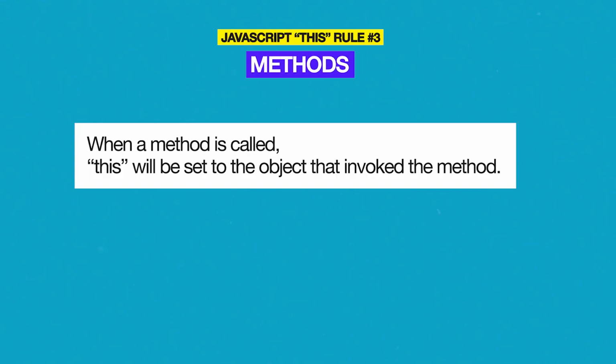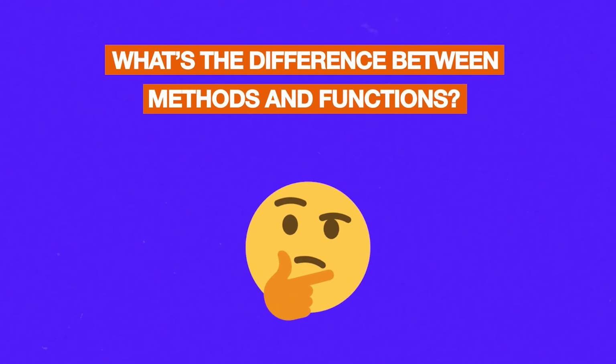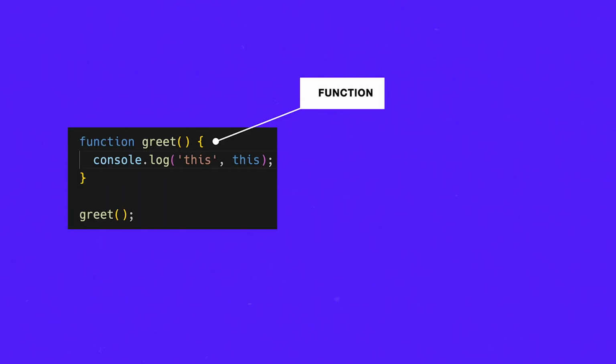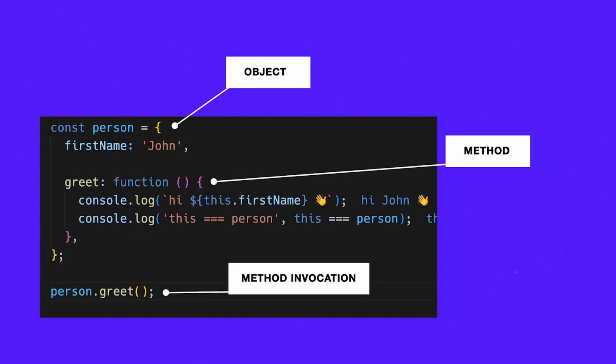The third rule is the method rule, which states when a method is called, this will be set to the object that invoked the method. To understand the method rule, you first need to understand the difference between functions and methods in JavaScript. It's important to understand this difference because this behaves differently in functions compared to methods. This is a function as we all know it, and this is a method. Because when this function is invoked, it is invoked as a property of an object and therefore we refer to this function as a method.